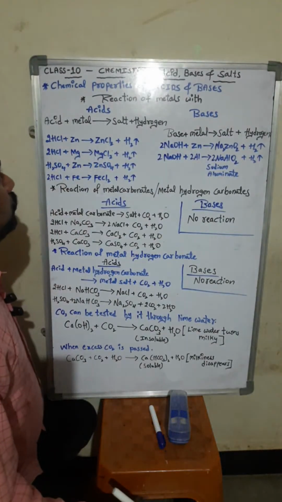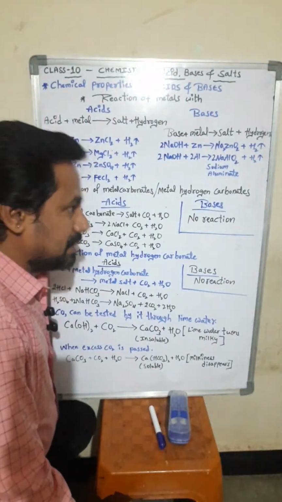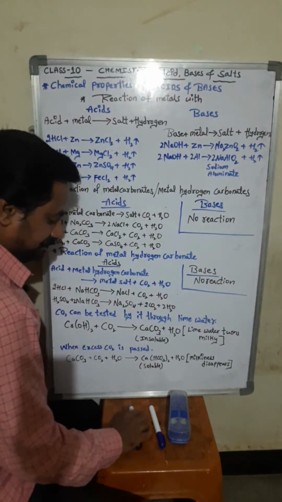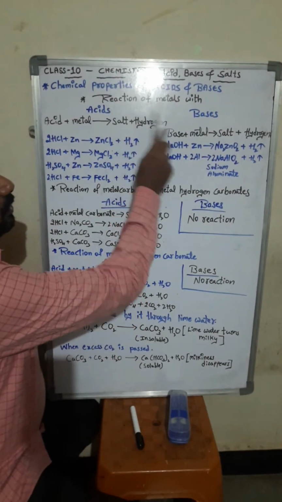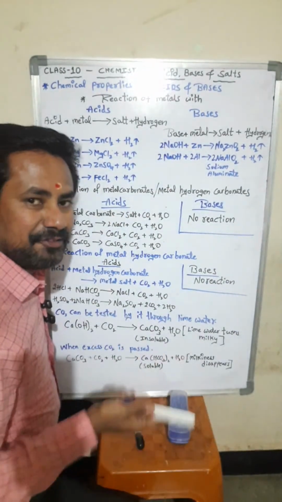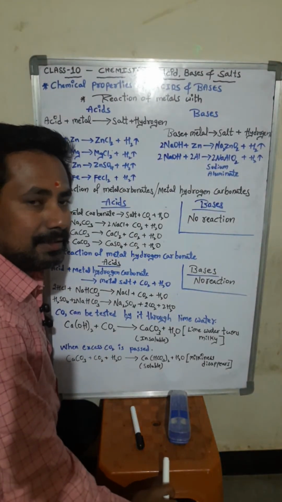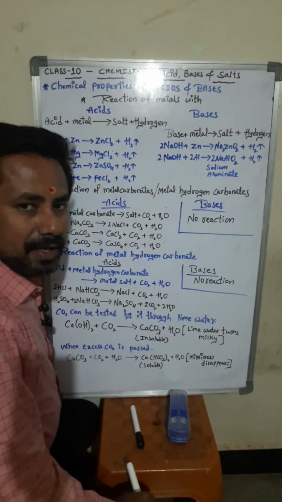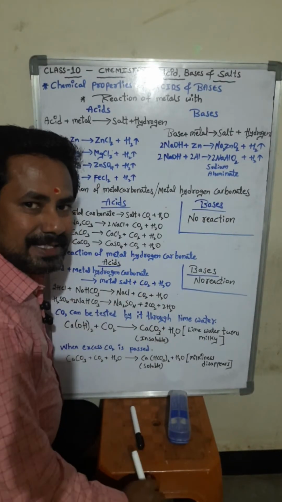Let's continue today's topic, chemical properties of acids and bases. See, if acids and bases react with metals, what happens? What will be the result? Let us see one by one with examples. So I will make chemistry very easy.